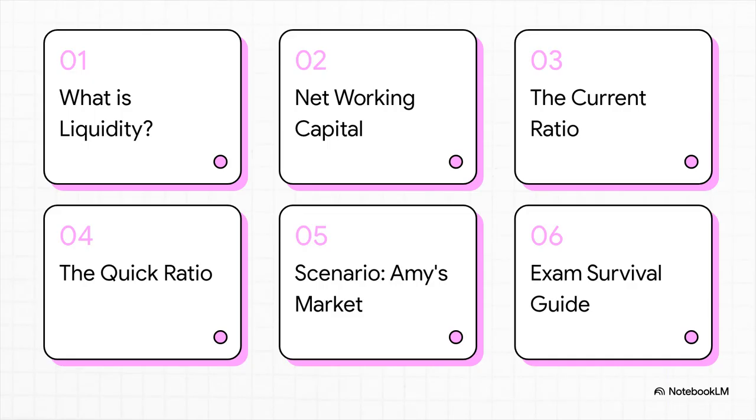Here's our agenda. We've got 6 parts today. 1. The definition of liquidity. 2. Net working capital. 3. The current ratio. 4. The quick or acid test ratio. 5. A real-world scenario with Amy's market. And finally, 6. A CPA exam survival guide.